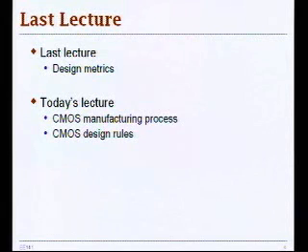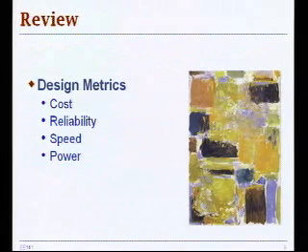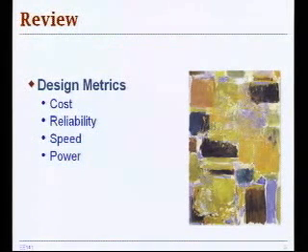So last time we introduced a couple important design metrics that we'll be using this semester, and we'll quickly review some of that material today, and then talk about CMOS manufacturing process and design rules. What do you need to do as a designer to fabricate your chip? So last time we talked about 4 important design metrics: cost, reliability, speed, and power. We are going to finish that up today.